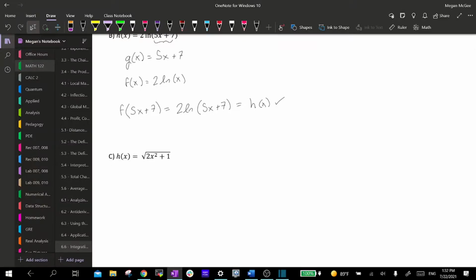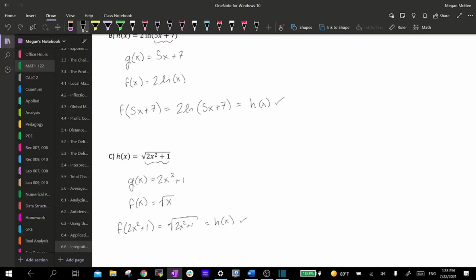Lastly, we have part C. Here, our inside function is almost everything. It's our 2x squared plus 1. So our inside function is everything inside of our square root, and then our outside function is simply the square root. So again, we have f of 2x squared plus 1, and that's going to give us our square root of 2x squared plus 1, which is our h of x again.